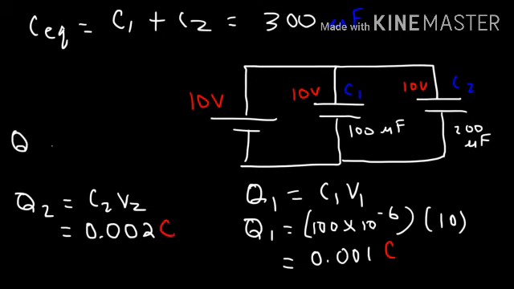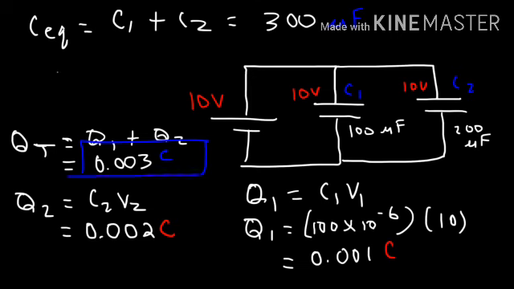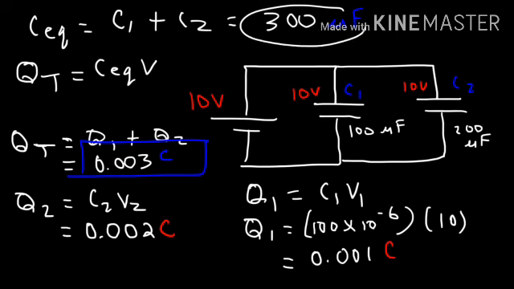The total charge stored in this network is basically Q1 plus Q2. So it's 0.001 plus 0.002, which is 0.003 coulombs. You can also find the total charge by taking the equivalent capacitance and multiplying it by the voltage. So 300 times 10 to the minus 6 multiplied by 10 will also give you 0.003. So that's another thing to keep in mind.